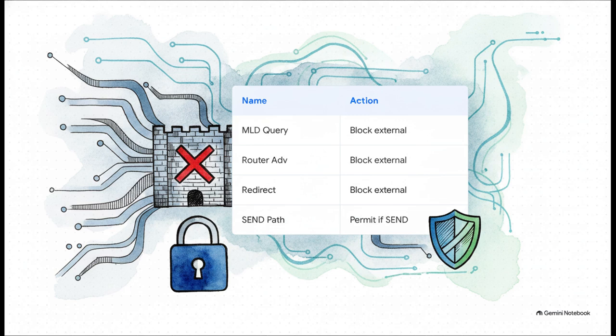You have to block multicast listener discovery messages, that's types 130 to 132, from the outside. Router advertisements, type 134, must be aggressively blocked from external sources and unauthorized internal ports. Redirects, type 137, must be blocked externally to prevent an attacker from pulling a next-hop redirection. And SEND certificate paths, types 148 and 149, should only be permitted if you are explicitly deploying Secure Neighbor Discovery.